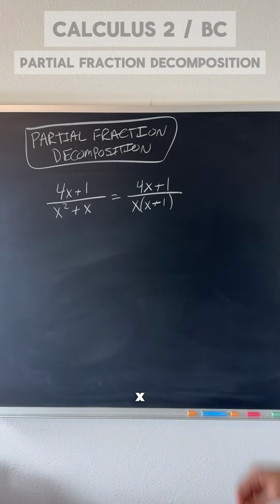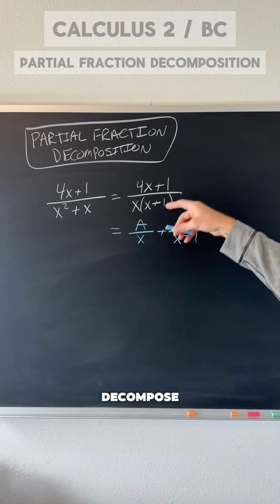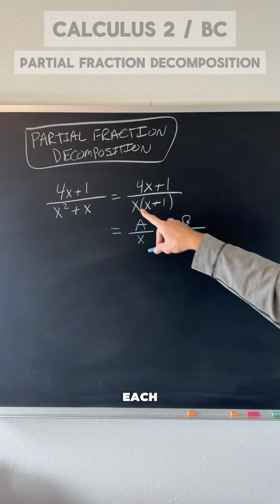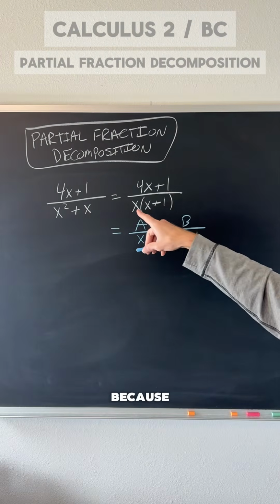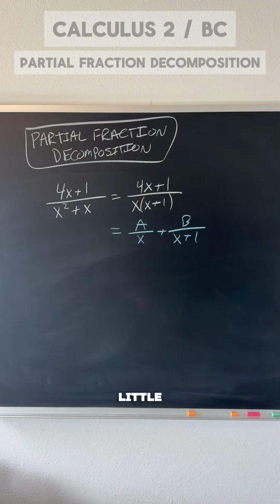We pull out an x, we get x times x plus 1. Then we'll go ahead and decompose this expression. Note how each factor in the denominator gets its own fraction term here. We're using A and B here because both of these are linear terms. We'll talk about this a little more later.